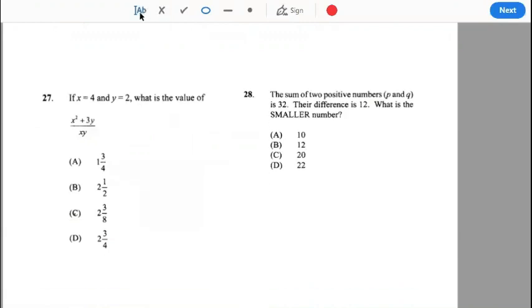27. If x equals 4 and y equals 2, what is the value of this equation? So what we're doing is substituting. Wherever we see x, we're going to put 4, and wherever we see y, we are going to put 2. So it is 4 squared, which is basically saying 4 times 4, plus 3 times y, which is 2.